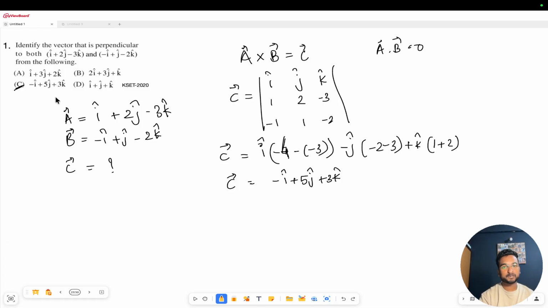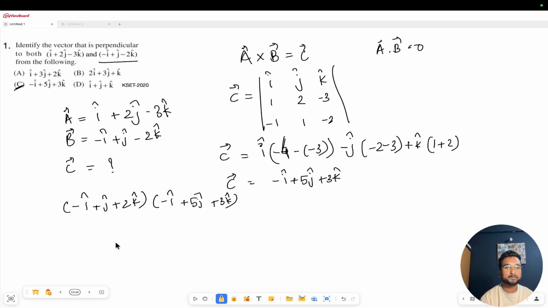Dot product of any two vectors will be 0 if the vectors are perpendicular to each other. So you can do it by options. Just take the dot product of any vector among these and you can solve that. Okay, should I show? See, I'll take this vector. This is minus i cap plus j cap plus 2 k cap, and dot product with this minus i cap plus 5 j cap plus 3 k cap.